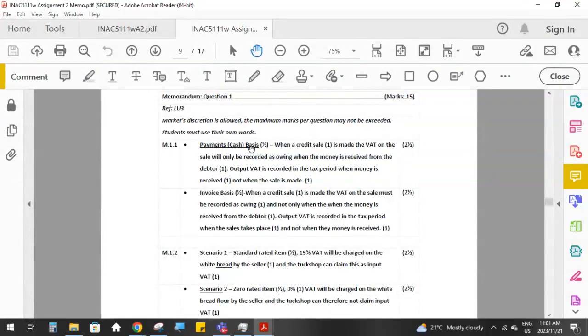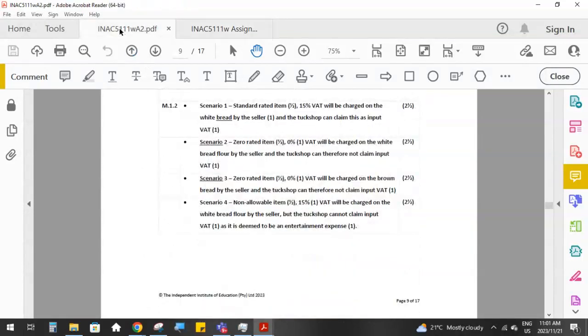So payments cash basis: half a mark for mentioning and 2 marks for describing, and invoice basis: half a mark for mentioning and 2 marks for describing. So that's what we needed in that one.